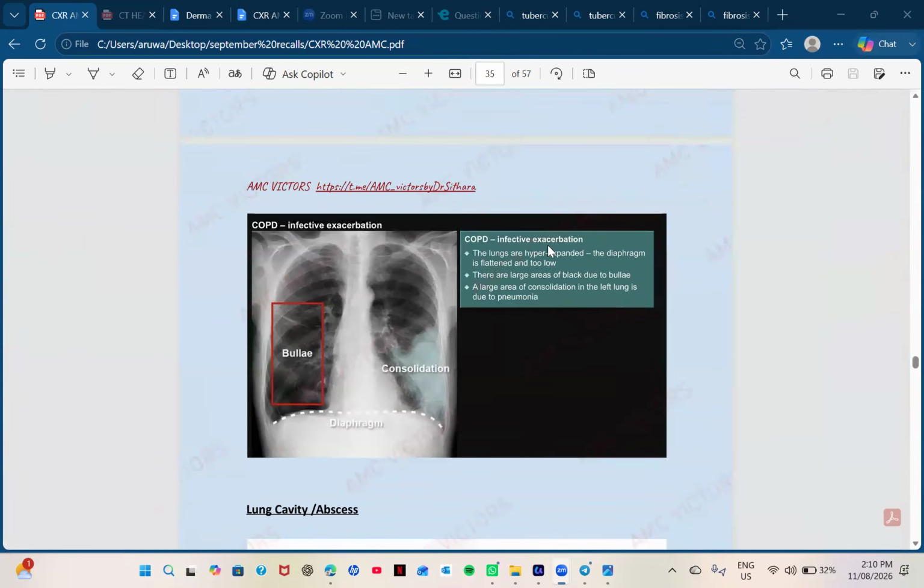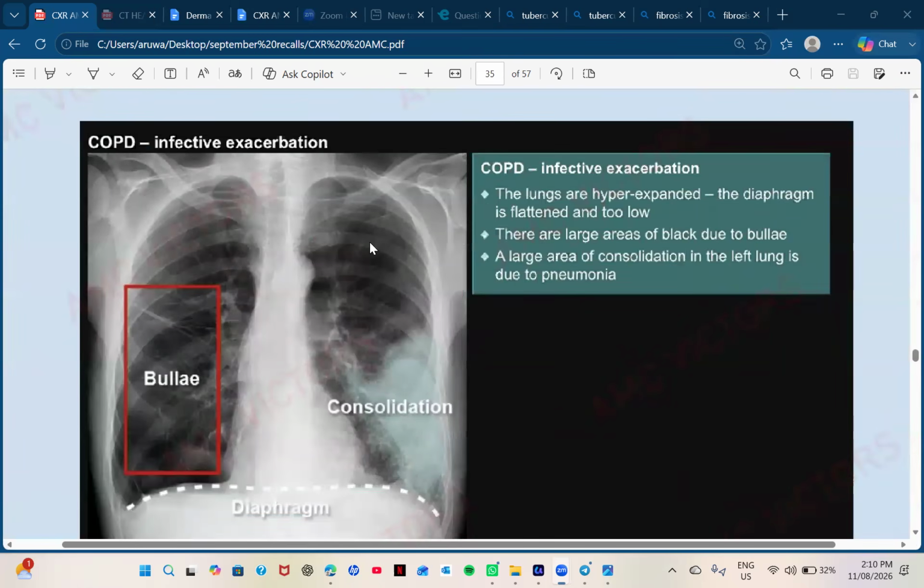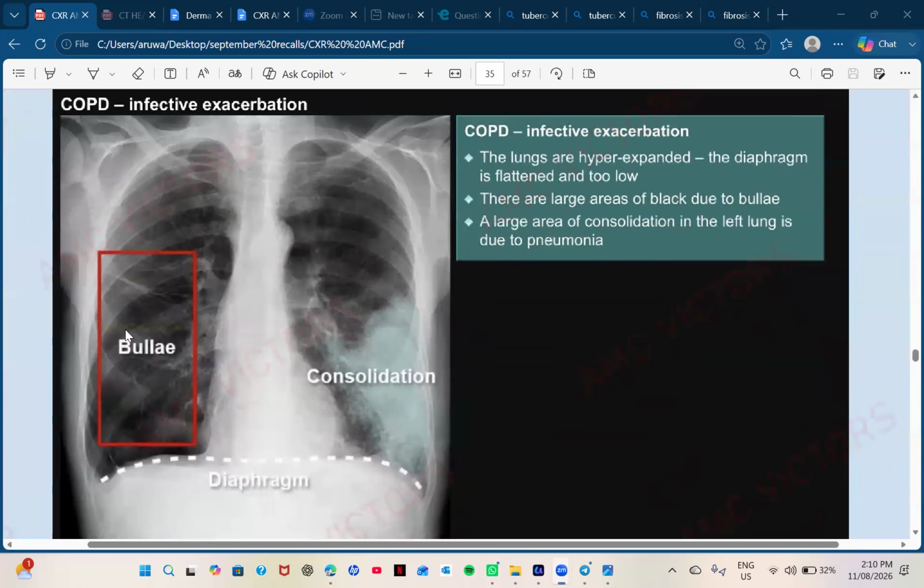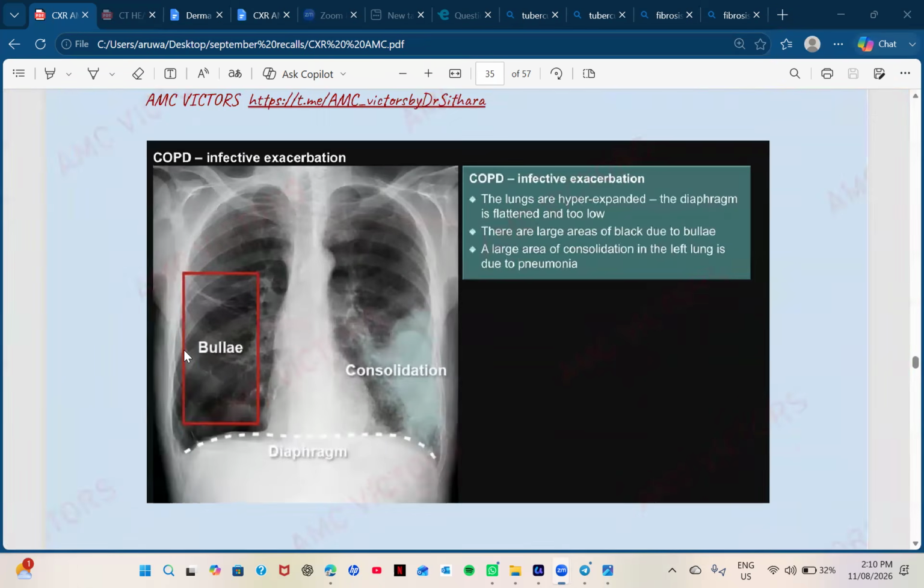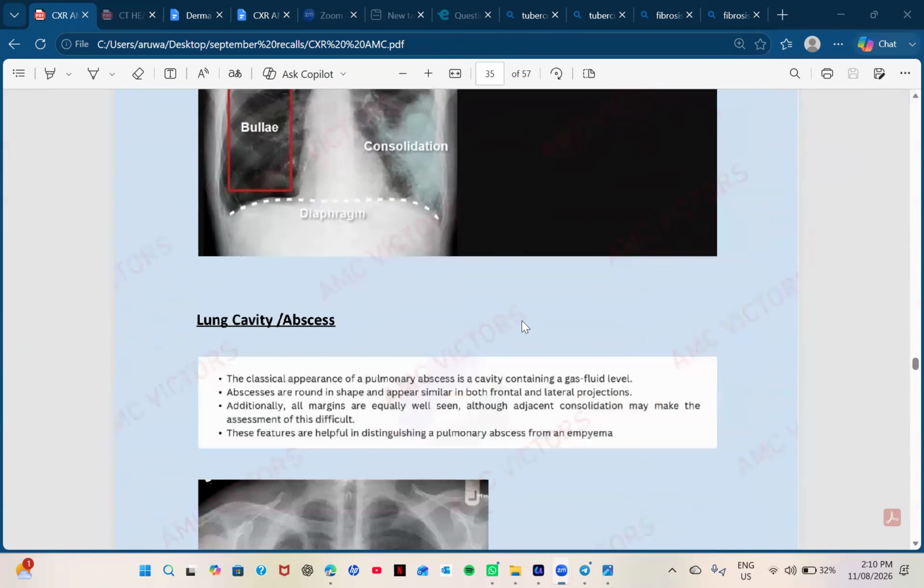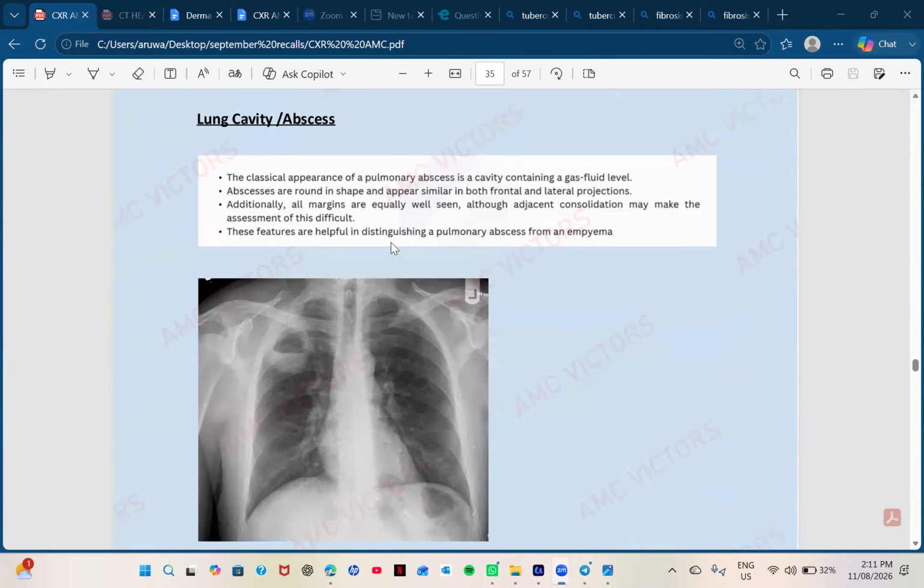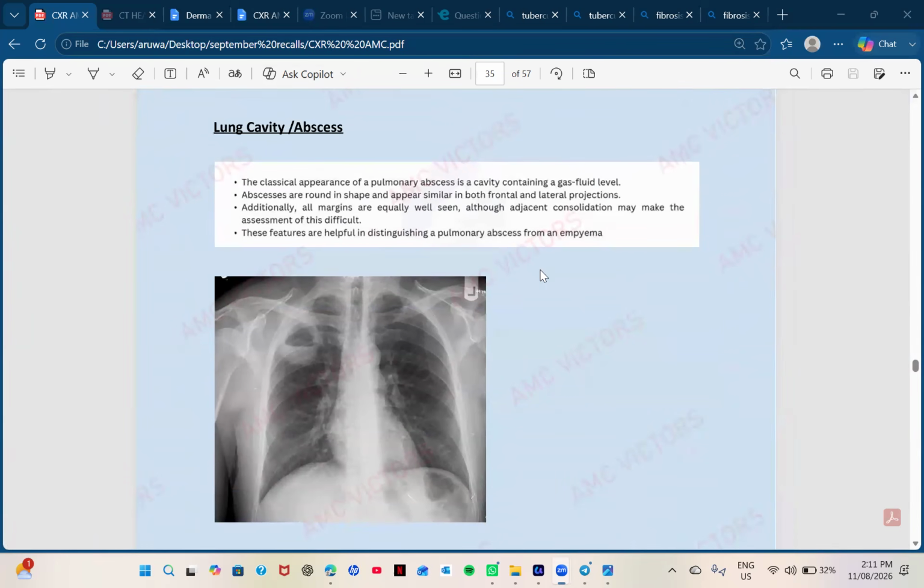Okay, here is infective exacerbation of COPD. Here you can see the bulla appearance, but not very clearly. That's no need. So we'll go to the lung cavity part. Lung cavity or lung abscess.